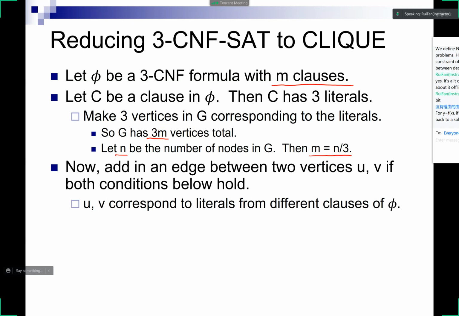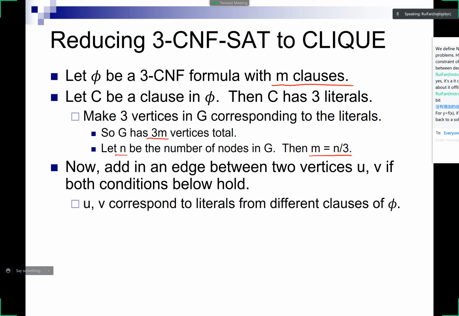Okay, so those are all of the nodes in the graph. Now we need to say what the edges are. Suppose you have two nodes in the graph, u and v. Then we're going to add an edge between these two nodes if we have the following two conditions.